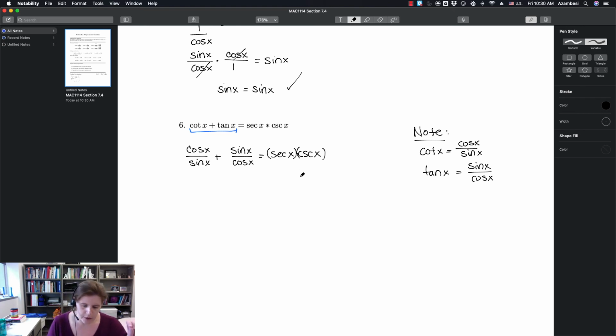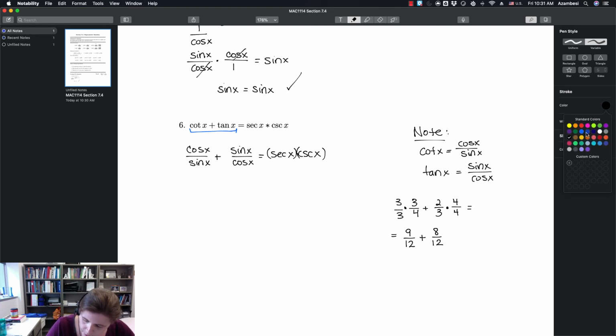Okay, so when you are adding fractions, remember that we have to create a common denominator. So if I am working with 3/4 plus 2/3, for example, then I'm going to multiply the 3/4 by 3 over 3, and I'm going to multiply the 2/3 by 4 over 4. And we end up with 9 over 12 plus 8 over 12. And then we'll finish that off in a second. So the same thing is true with trigonometric fractions. I need to create a common denominator.